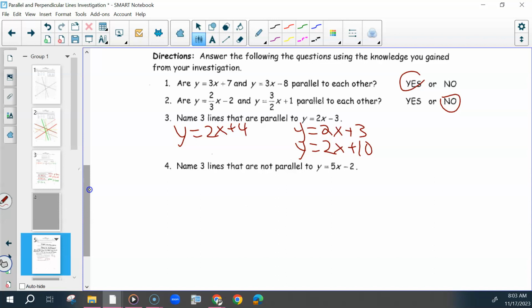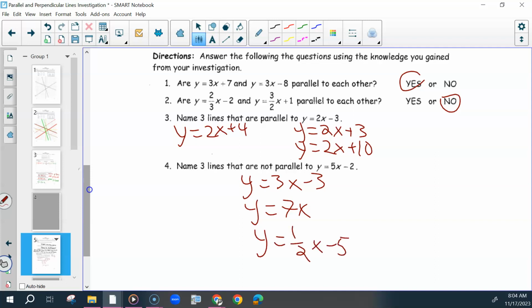Now I need 3 different people to give me equations that are not parallel. Someone different. So I need someone different, or I can pick. Y equals 3x minus 3. Sure. These would not be parallel. The slopes are not the same. I need 2 other people, different people, to give me answers for this. Y equals 7. Sure. One more person. Go ahead, Anna. Sure. All of these would not be parallel to this.